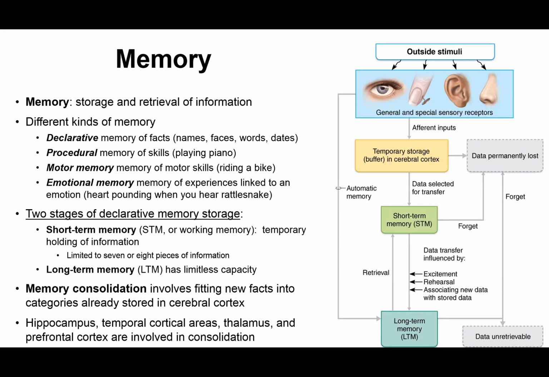And then finally, the fourth type of memory is emotional memory. And this is the memory of experiences that are linked to a certain emotion. So, for example, whenever you see a rattlesnake in your garden or in your yard, your heart begins to pound. And so, the next time that you see a rattlesnake, maybe outside or maybe just a picture of a rattlesnake, your heart might begin to pound. And so, this is just an emotional memory, having a memory that's going to be tied to a certain feeling.